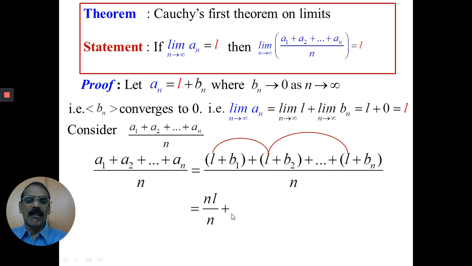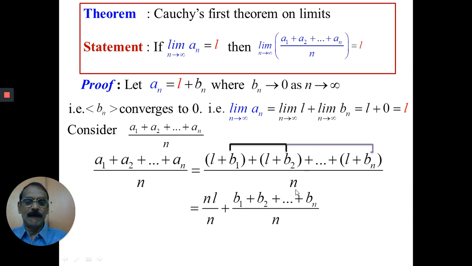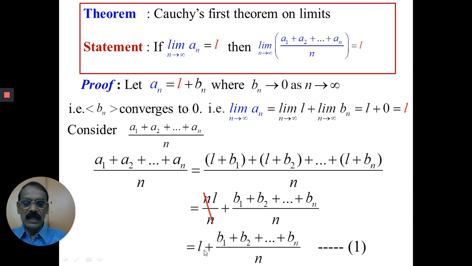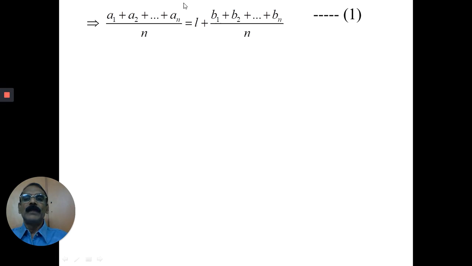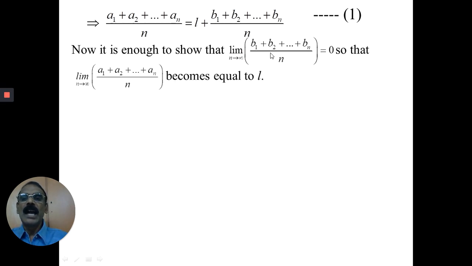Now, we will write the rest of the terms. What are the rest of the terms? The rest of the terms are (b1 + b2 + b3 + ... + bn) whole divided by n. Now, n can cancel, and hence (a1 + a2 + ... + an)/n is L + (b1 + b2 + ... + bn)/n. Let us call it 1. This is the one we have seen in the previous slide.